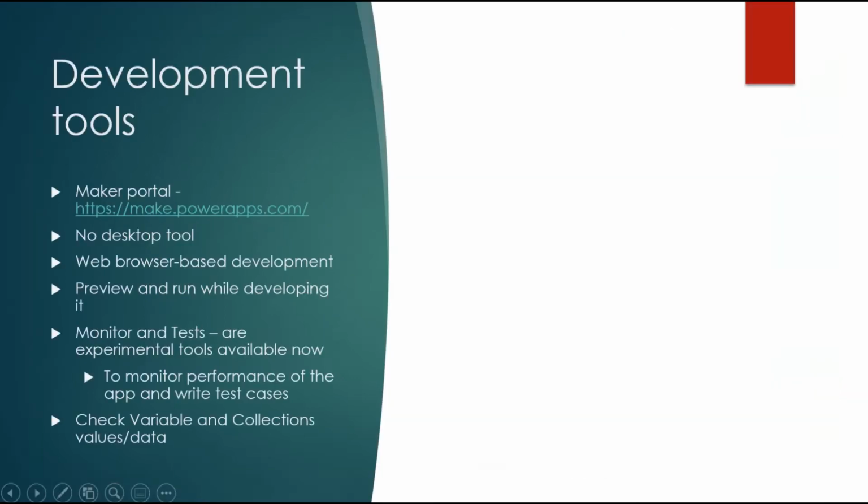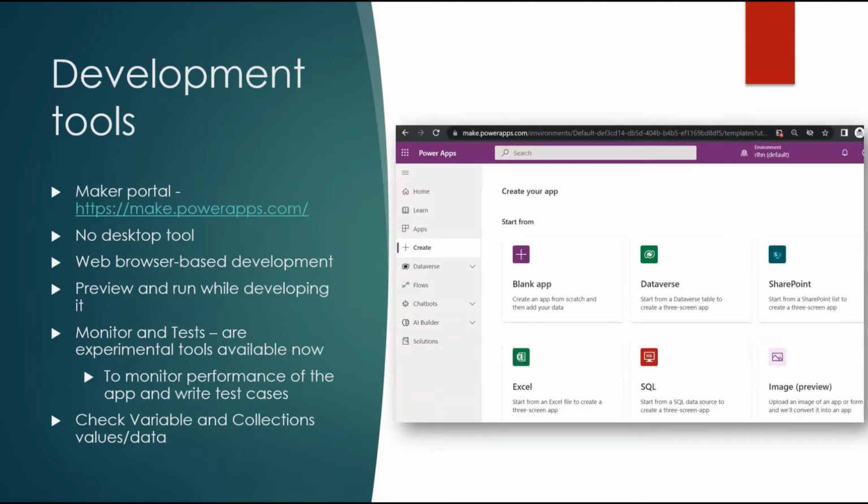Moving to the next slide, we'll look at the development tools. What development tools are available to build the apps? Well, as you can see on the screen, there is a maker portal available, which you can navigate to at make.powerapps.com. There is no desktop tool available. When Power Apps was launched, a desktop tool was provided, but later on Microsoft stopped the support for it. No more versions were released. Now you can build the app only through the browser.